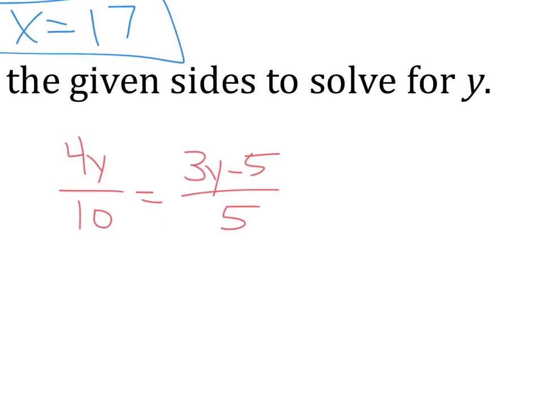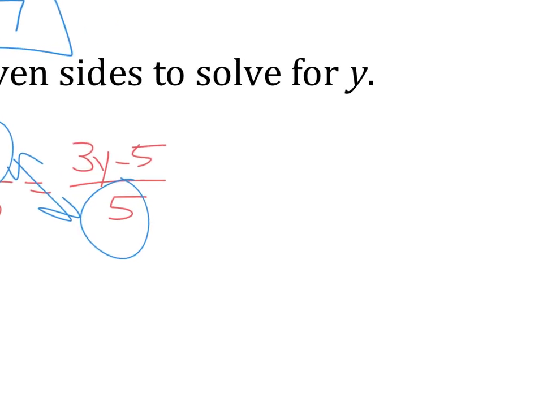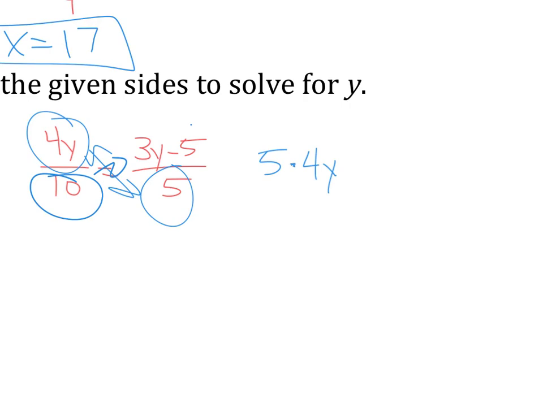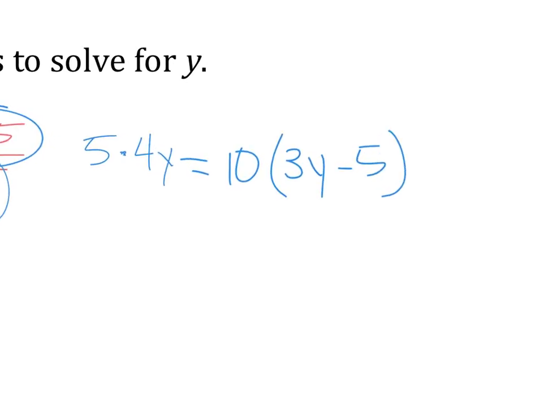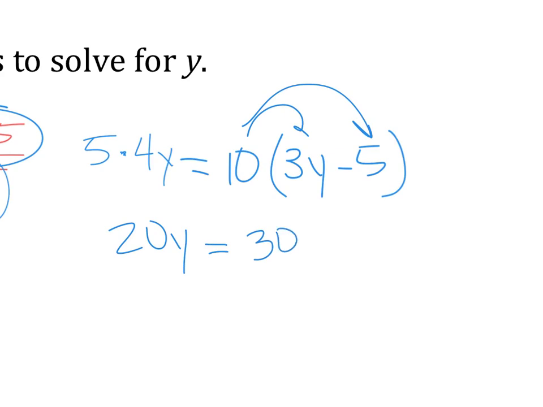Again, use our cross product property. Take our top left and our bottom right. We're going to multiply there. So we have 5 times 4y, and then multiply the other two, equals 10 times 3y minus 5. 5 times 4y on the left is 20y. Distribute the 10. 10 times 3y is 30y. 10 times negative 5 is negative 50.